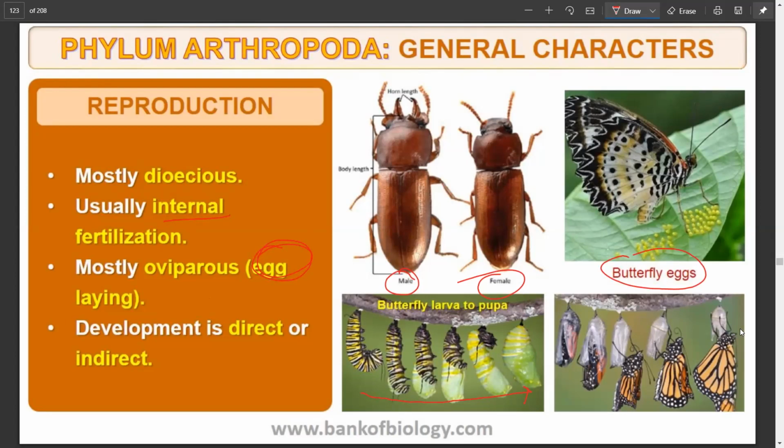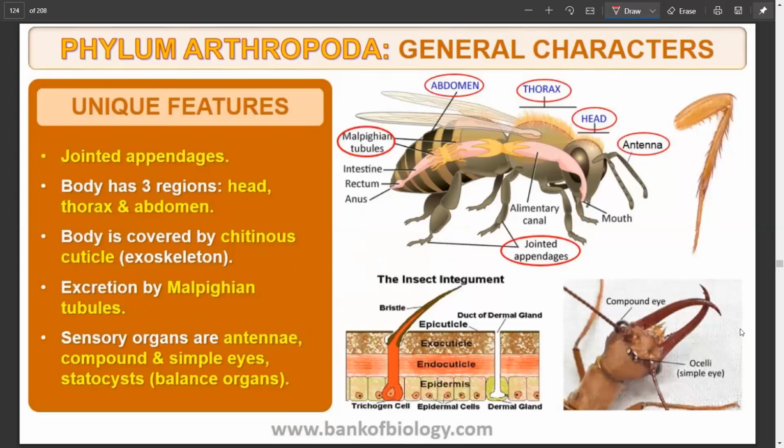What is unique, something different compared to other groups here, is the jointed appendages or jointed legs, as you can see here. These are unique, and that's why the name Arthropoda refers to jointed appendages. The body is divided into three segments: head, thorax and abdomen, as we talked about. The body is covered with chitinous cuticle. This is the exoskeleton, something unique you find in this particular phylum.